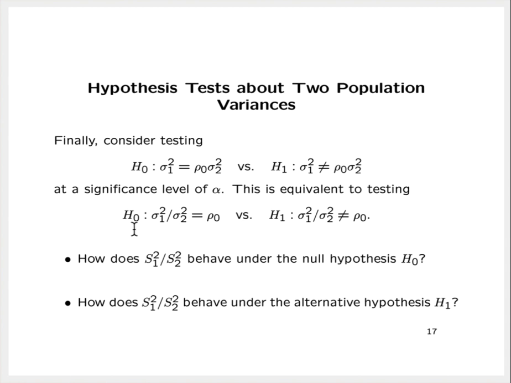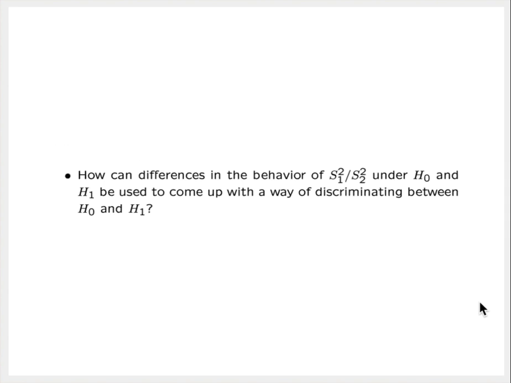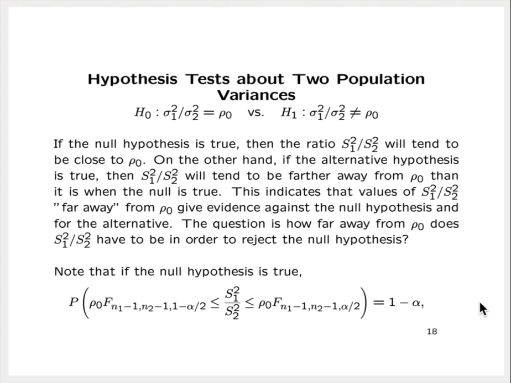The null hypothesis is that sigma 1 squared over sigma 2 squared is equal to rho sub 0, against the alternative that sigma 1 squared over sigma 2 squared is not equal to rho sub 0. Again, how does the ratio of the sample variances behave under the conditions of the null hypothesis? How does it behave under the conditions of the alternative hypothesis? And then we want to use differences in the behavior of the ratio of the sample variances in the two situations to help us come up with rejection criteria.